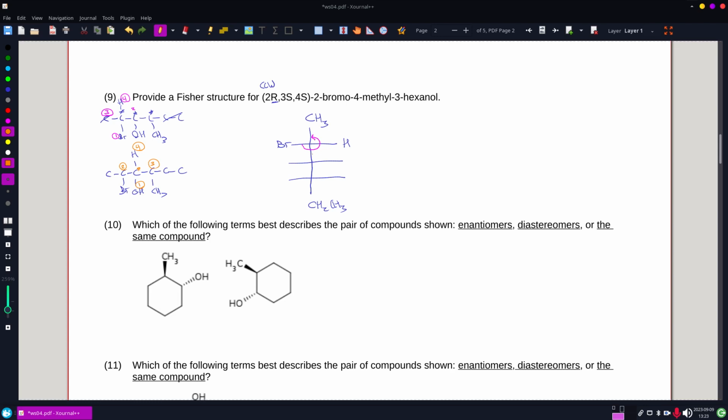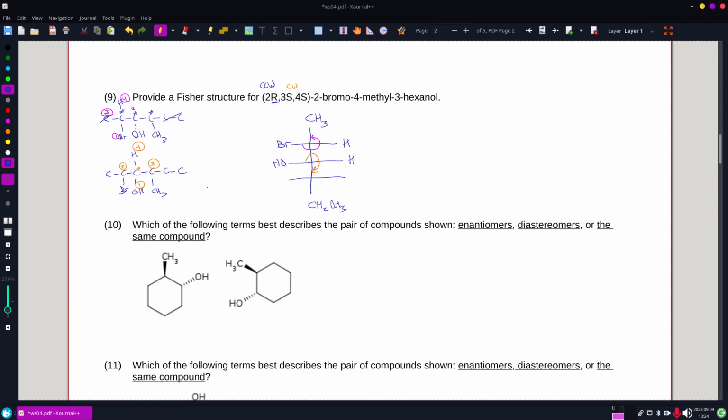Alright, so 2 and 3, and because of the S, I want this to be clockwise, because the H is still going to be on that horizontal. So I want to go clockwise. And if that's going to be my 2 and this is going to be my 3, this needs to be my 1 on the left here. And as you can see, I have 1 to 2 to 3, going clockwise, which is S, when our H is coming out at us, like it is on Fischer's.